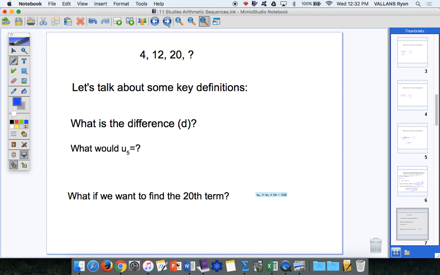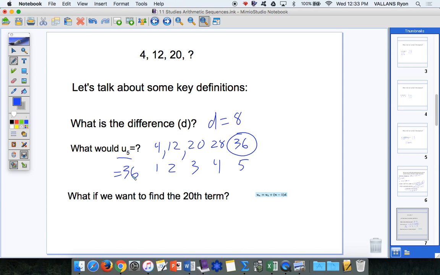So here's an example. Back to this original one, the 4, 12, 20. Let's talk about some key definitions. First of all, what is the difference? Your difference should be 8, and we discussed this before. This is just how much I am going up by for each one. What would be the value of the fifth term? Well, if I have 4, 12, 20, which is the first, second, and third term, the fourth term has to be 28. The fifth term is 36. So the answer to this is 36.